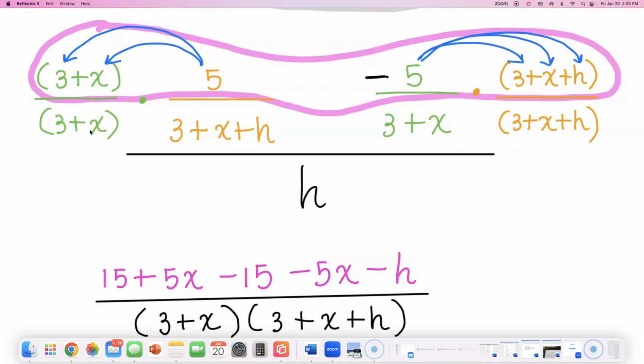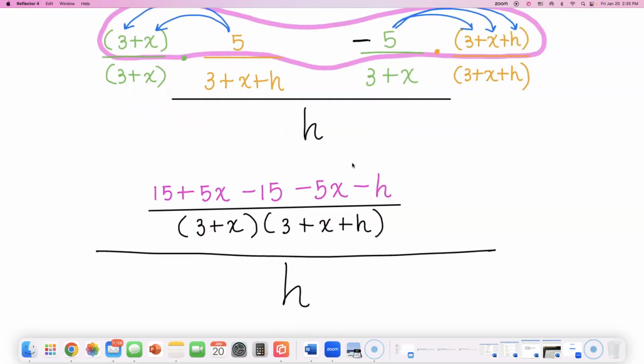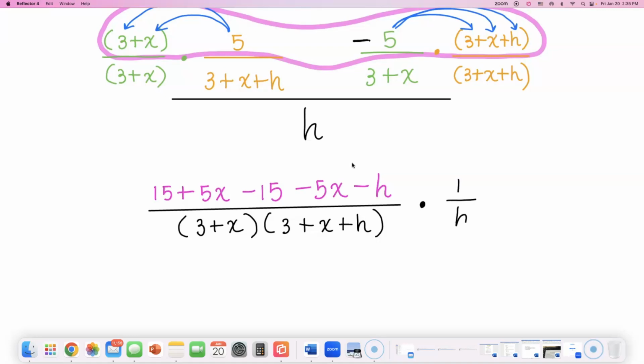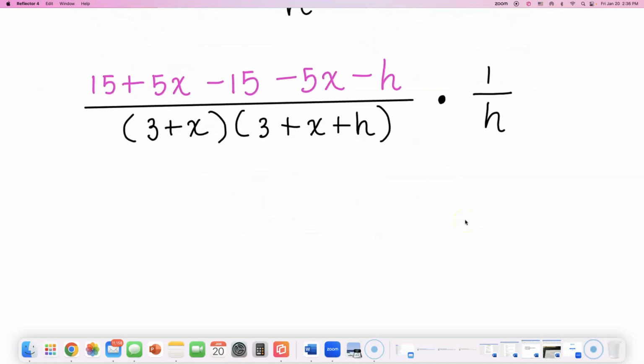And don't forget, you guys, look, the whole thing was over h, wasn't it? This entire thing was over h. But I don't want to do this. Like, this is ugly. I don't want to do that. So what I would rather do is pull that out to the side and write it as times 1 over h. I'll just do that instead. So I pulled this bottom h to the side and I called it 1 over h. Okay? So let's see if we can simplify this hot pink numerator a little bit.